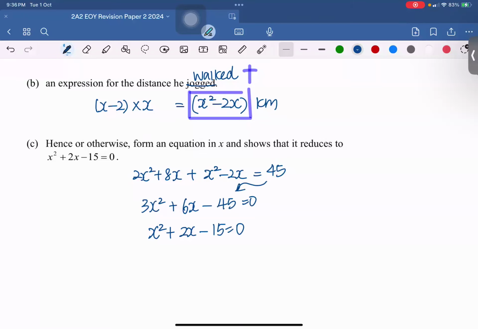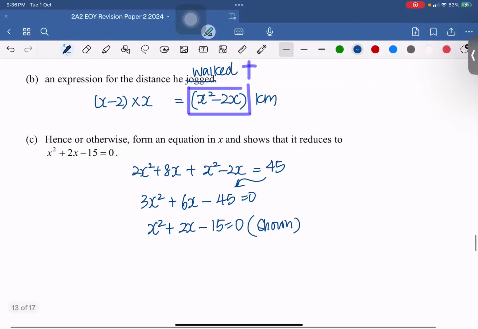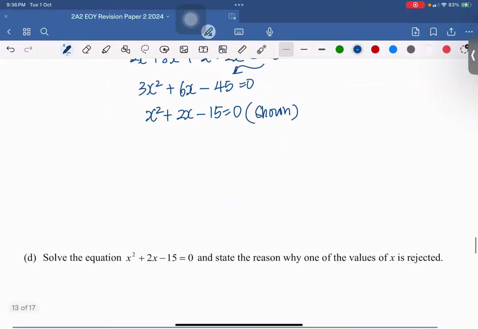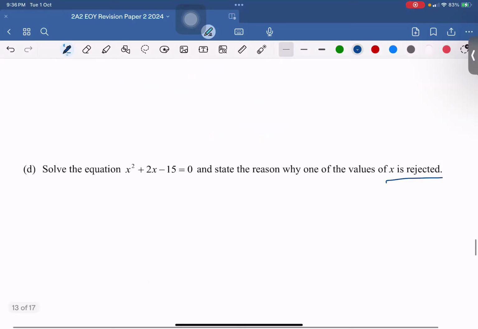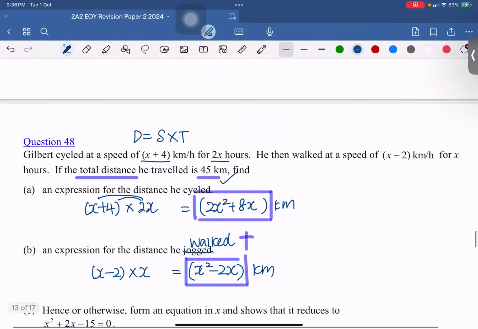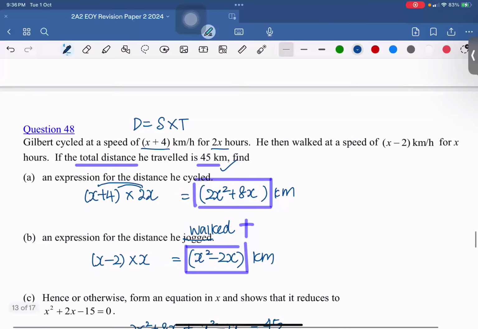Okay, so we formed the equation shown. Can I leave you all to solve the equation on your own? You all can solve the equation on your own, right? Yeah. Okay. Explain why one of the values is rejected. x is a speed. Can you have negative speed? No.